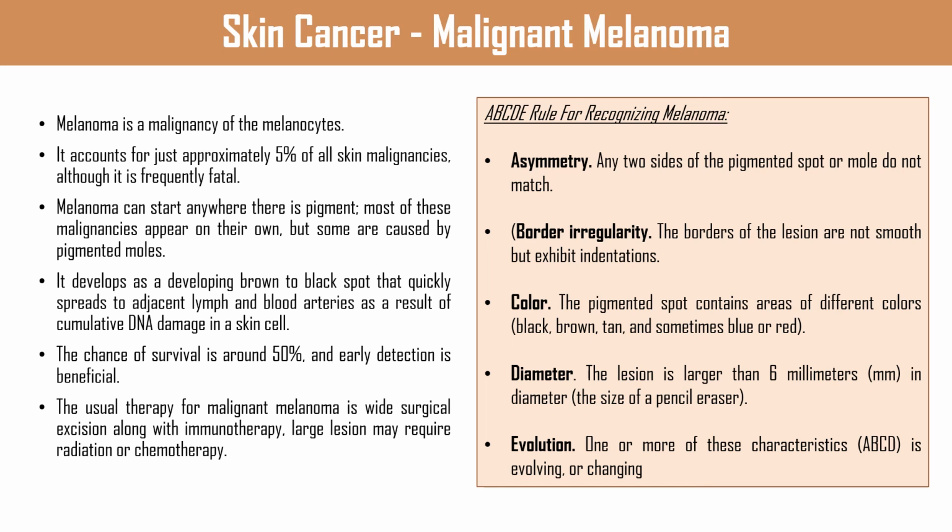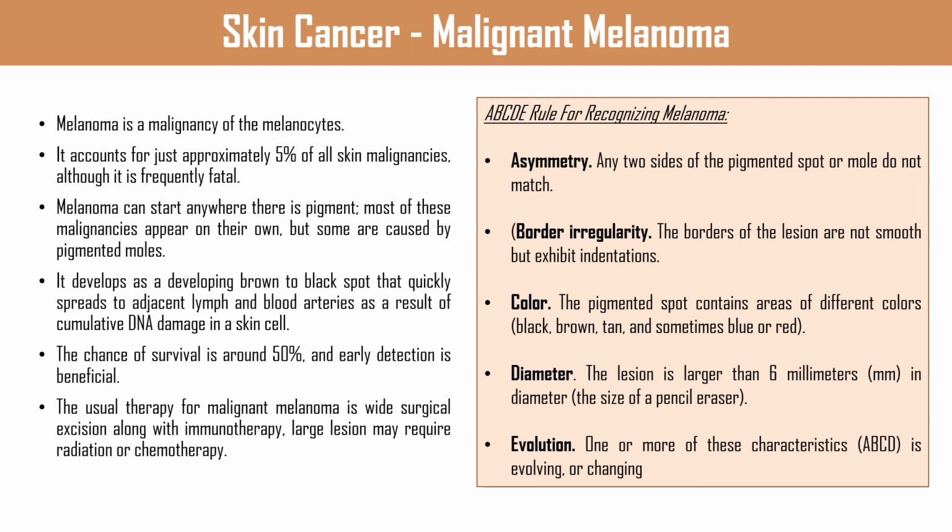ABCD rule for recognizing melanoma. A for asymmetry, B for border irregularity, C for color, D for diameter, and E for evolution. These are the ABCD rule we use to recognize a malignant melanoma. Asymmetry. Any two sides of a pigment spot or mole do not match. This is called the asymmetry.